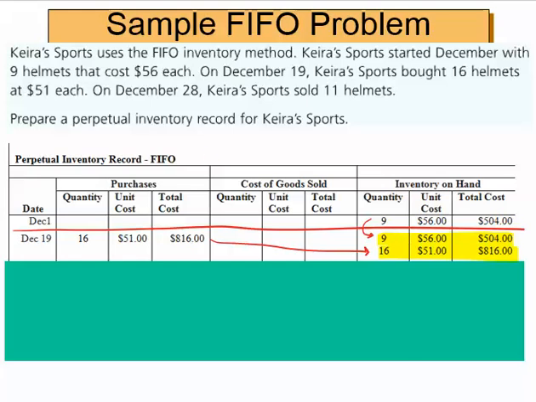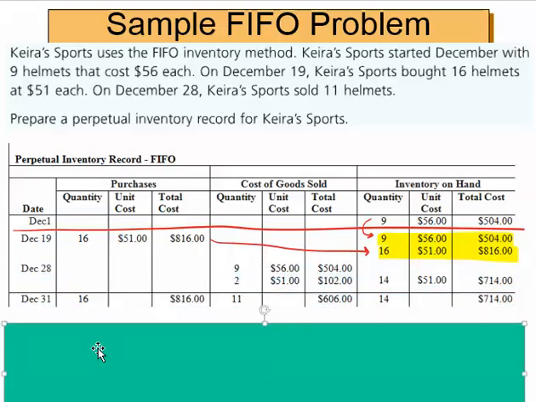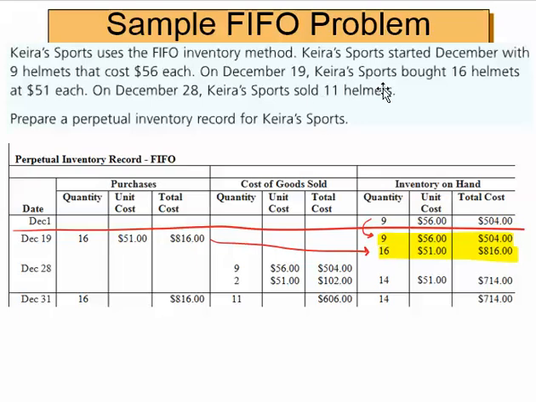Okay, so let's go ahead and sell those 11 units. Now remember, this happens to be a FIFO problem, so first in, first out. We have to figure out which of those units were the first ones in. Well, obviously this 9 at 56 were the first ones in, so they're going to end up being the first ones to go out the door. Let's write that in. So all 9 of these are going to get sold first. They're the first ones in, they're going to be the first ones out.